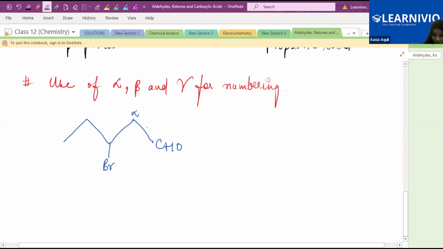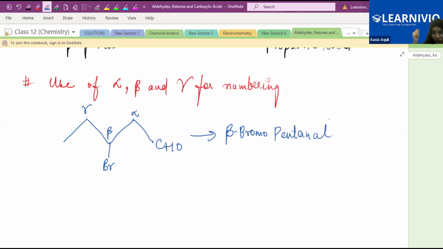This adjacent carbon is known as alpha carbon, and this is your beta carbon. And what about this? This is your gamma carbon. And now, how can we name this? So you can see where the substitutions are. On the beta carbon, there is a bromine group. So you will write beta bromo for bromine. 1, 2, 3, 4, 5, 5 carbon chain. So it's a pentane, and this is aldehyde group. So it's a pentane. Beta bromo pentanal. Beta bromo pentanal.